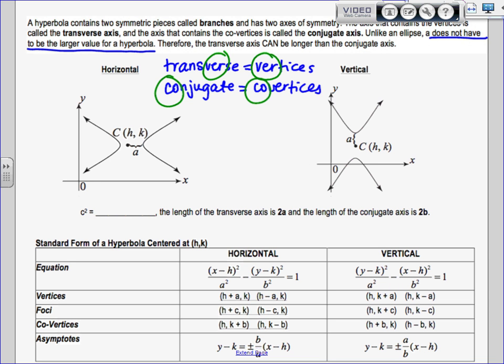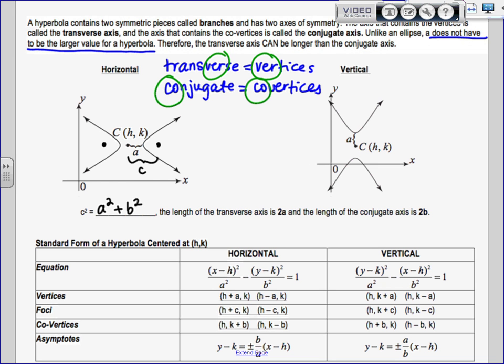For the hyperbola, instead of having c squared equals a squared minus b squared like we had before, c squared is equal to a squared plus b squared. Because c is actually a little bit longer than a. For the ellipse, the foci are inside the ellipse. So this ends up being the distance c. So c is bigger than a, so it's a squared plus b squared to get that bigger value.